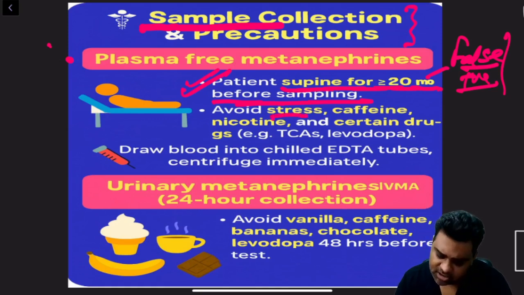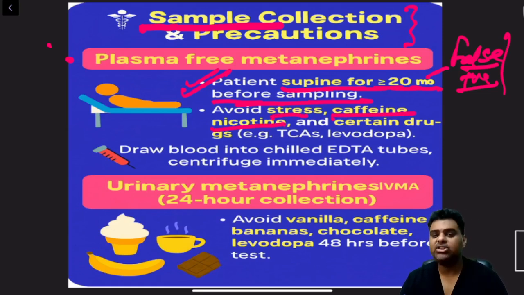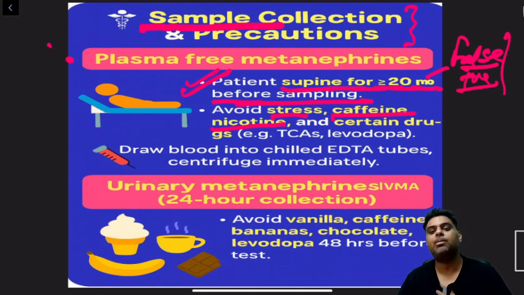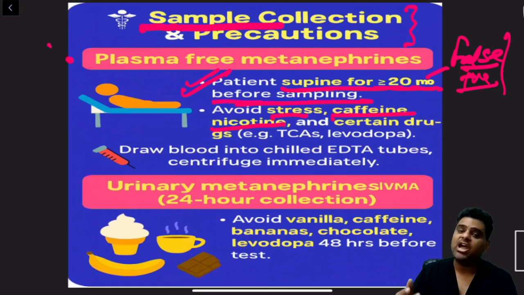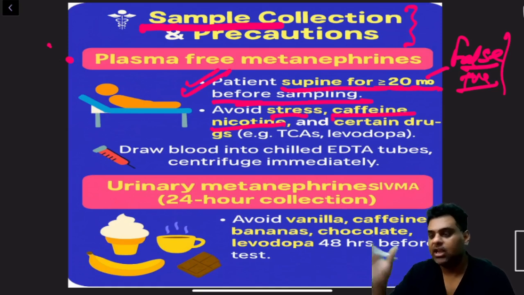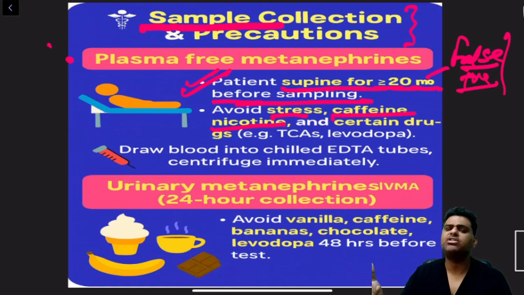Now, simply stress, caffeine, nicotine, these things increase the sympathetic stimulation. If you drink coffee, if you drink chai, that is tea, and if you are in stress, sympathetic stimulation will be there. And when there is sympathetic stimulation, more epinephrine and norepinephrine will be formed. So more norepinephrine and metanephrine. Therefore, it is advised that the patient should not take coffee or be in stress. For example, a patient is under stress, admitted to your ward, and you have just taken the blood sample and sent it for the metanephrines. So you are doomed to have a false positive value because the patient was under stress. There was overstimulation, and you will see an increase.